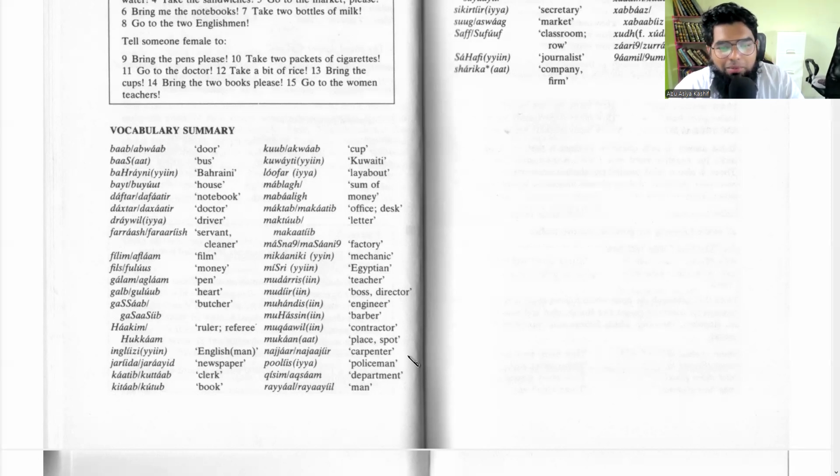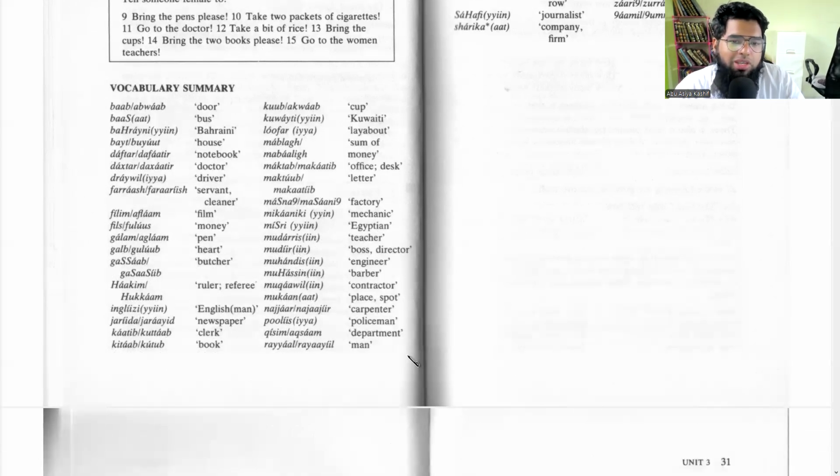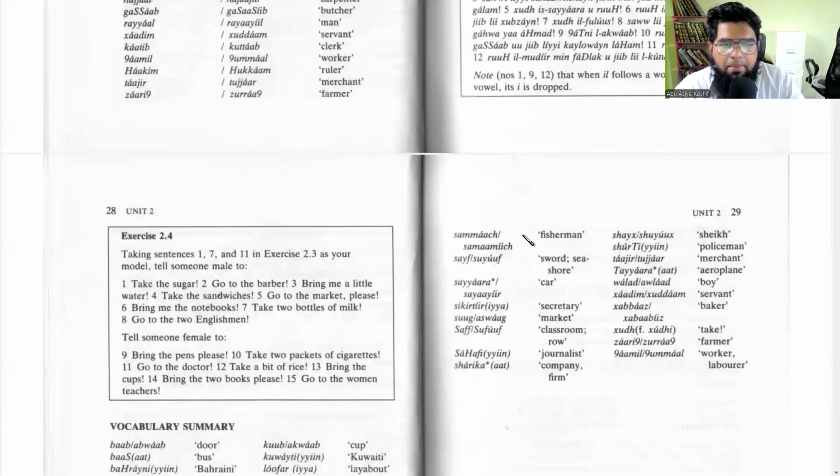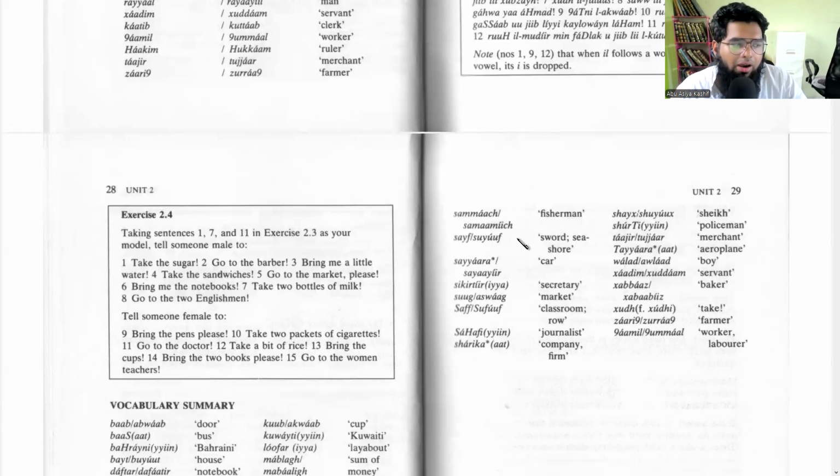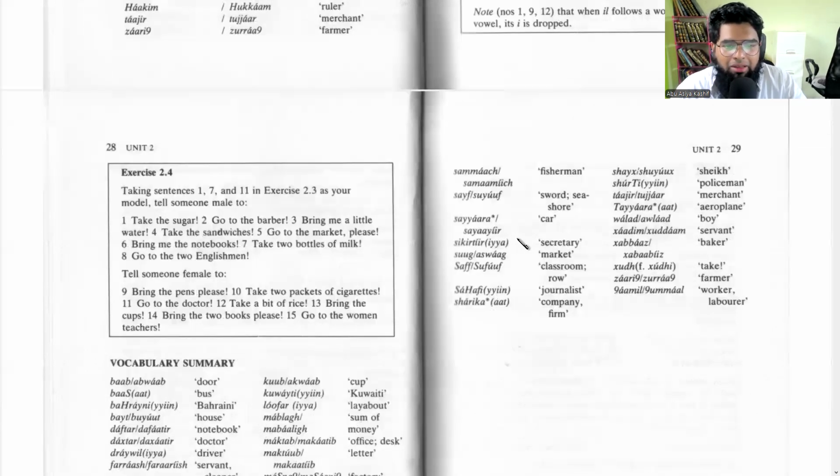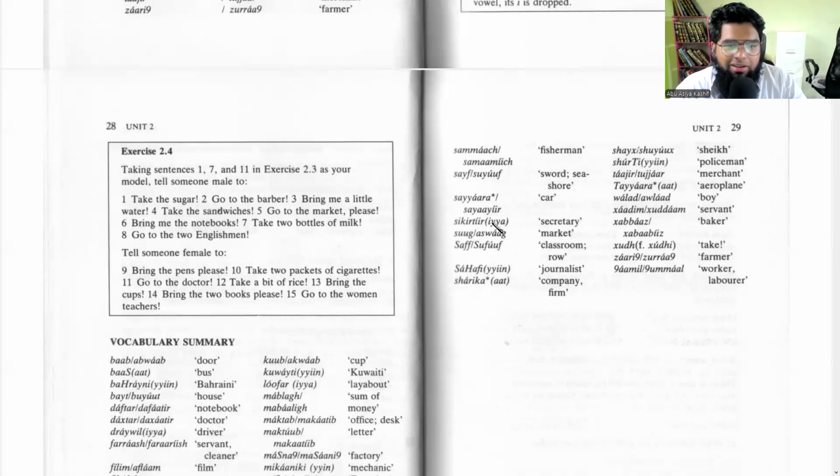Policeman is very common. The policeman has come. Or shurti. Shurti is also like police. And this is more like English; shurti is more classical. Qism, aqsam, department. Qism is a type, literally, but they use it for department. Rijjal, men. Fishermen. Sayf, seashore. Cars.